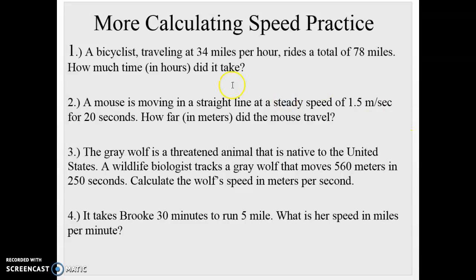Here's some more practice problems for you to do. Go ahead and work on these on your own, and then if you have any questions, I'll go over these when you come back to class next time I see you.